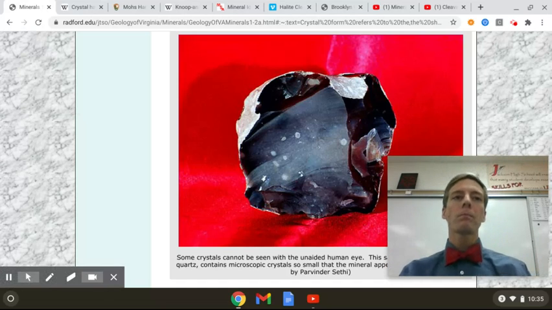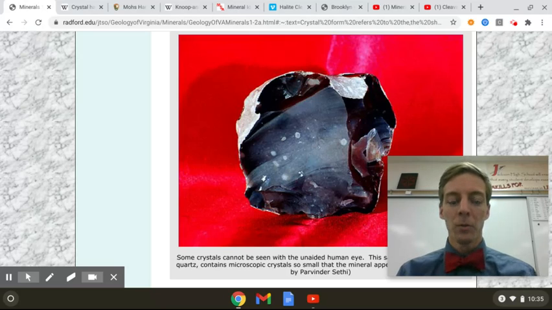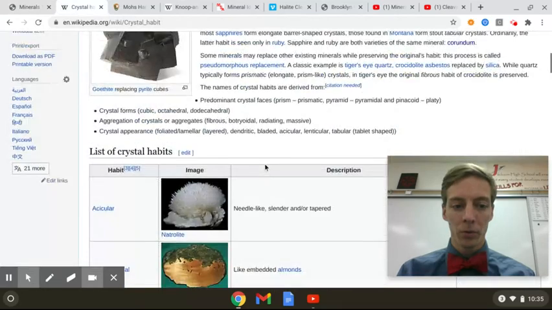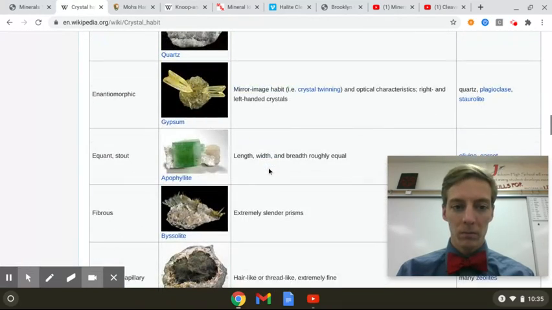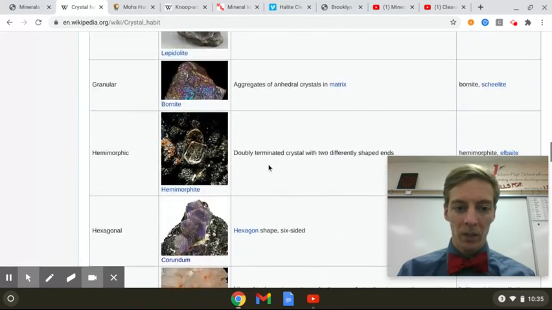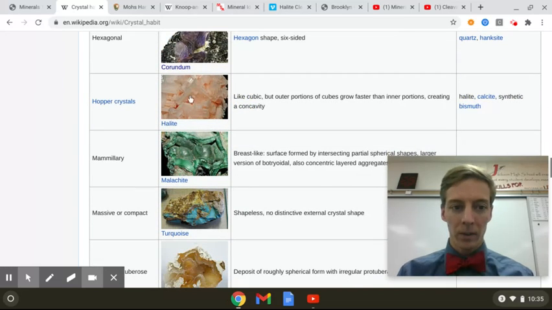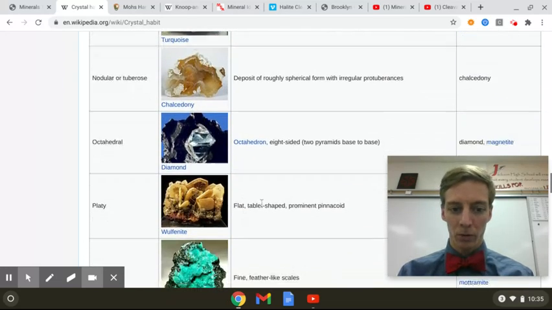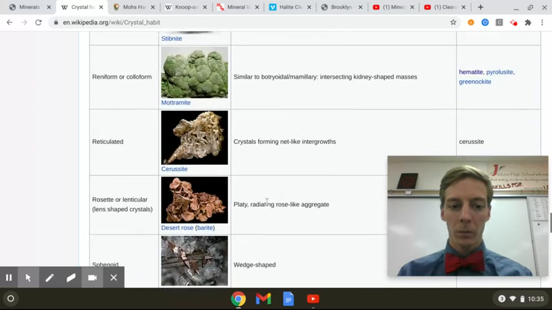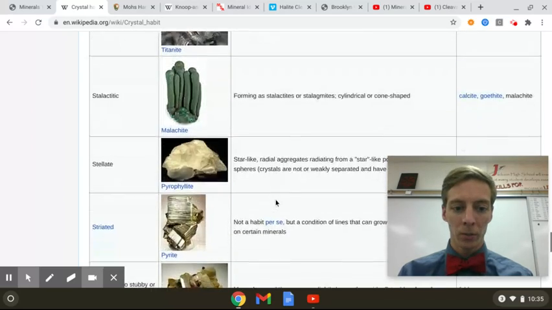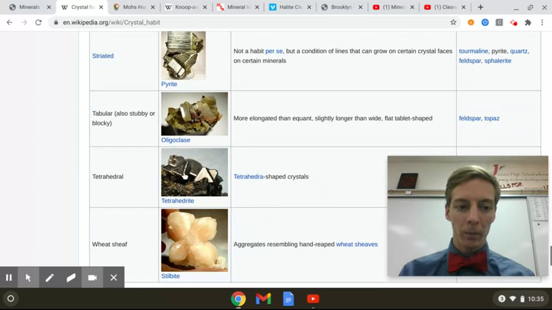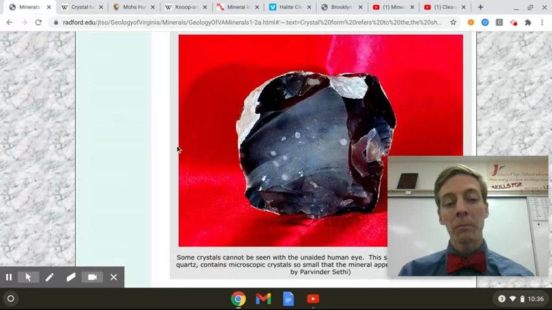Okay. After luster, crystal form. Here's a crystal. You look at that and you say, that's not a crystal. That's just a funky rock. Crystals, what you think of when you hear crystals, might be things like this, right there. Those are crystals. There's some quartz crystals in there and all sorts of other stuff. There we go. That's what you think of when you think of crystals.